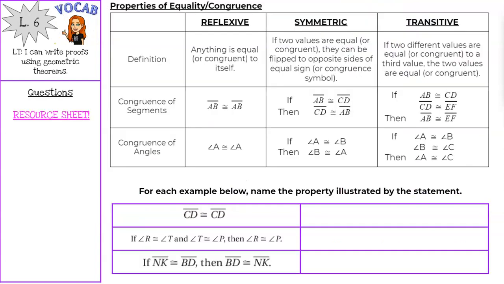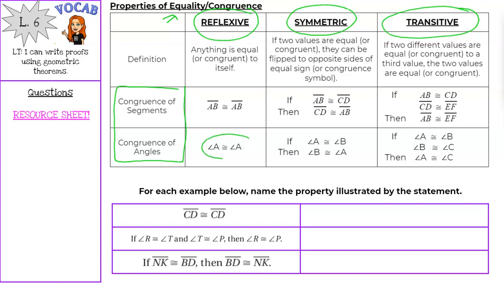All right, so just a reminder of those reflexive, symmetric, and transitive properties. We talked about this in lesson 5. We just had a couple examples in our proof, but those are the 3 properties. Last time, we focused on the properties of equality, and now we're bringing in the fact that they can be used for congruence of segments and congruence of angles as well. So reminder, reflexive just means anything is equal or congruent to itself. We know angle A is congruent to itself, angle A.